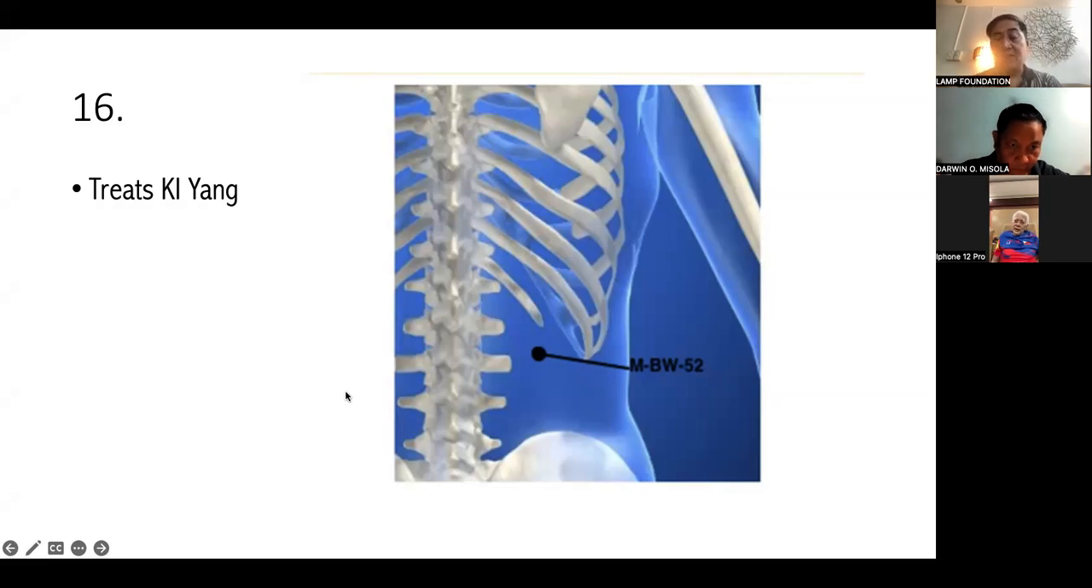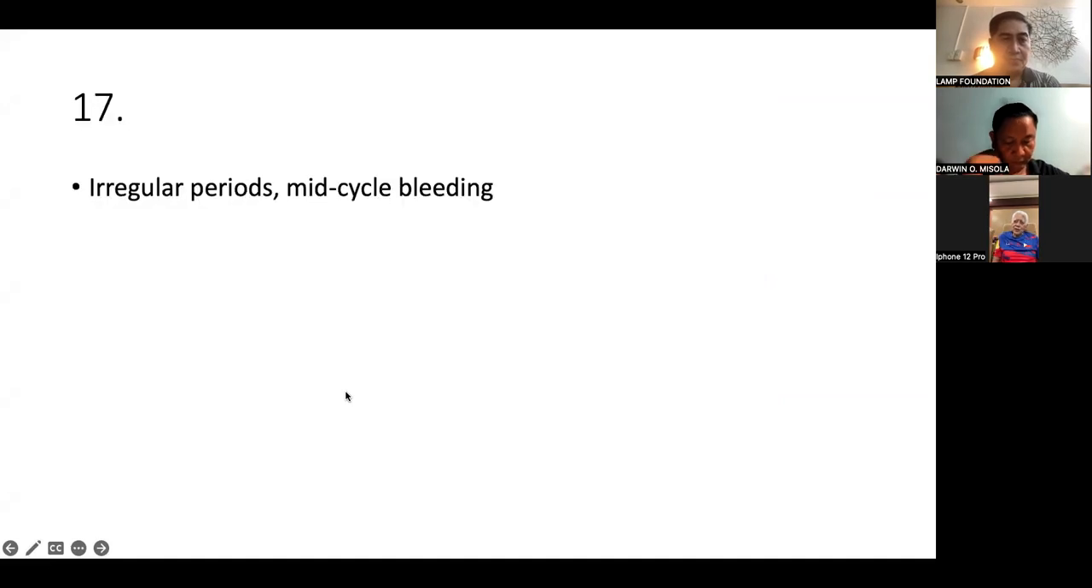Okay? So if that's not found in the notes, you might want to Google it. Jing Gong. Okay, another extra point, which is very good for women with irregular periods. O kahit hindi pa nila mens, nagbi-bleed na siya, like mid-cycle bleeding. What do you call this point?